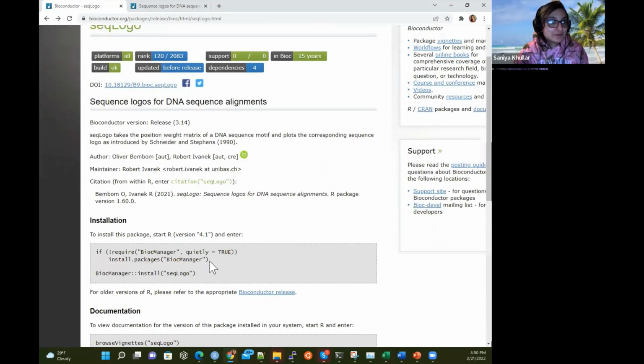This is how you download it. You need to install BioC Manager if you don't already have it, and then you need to install seqLogo if you don't have it. And then when you want to load it in, you just do library(seqLogo).